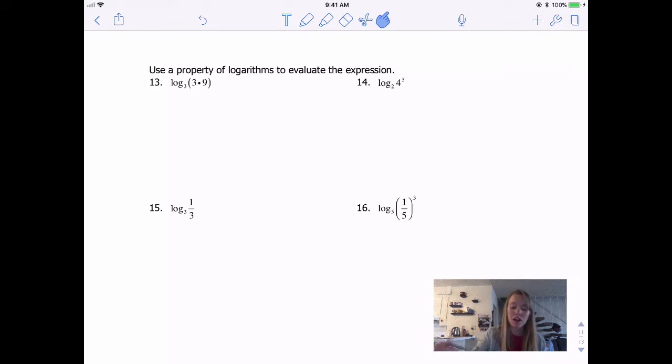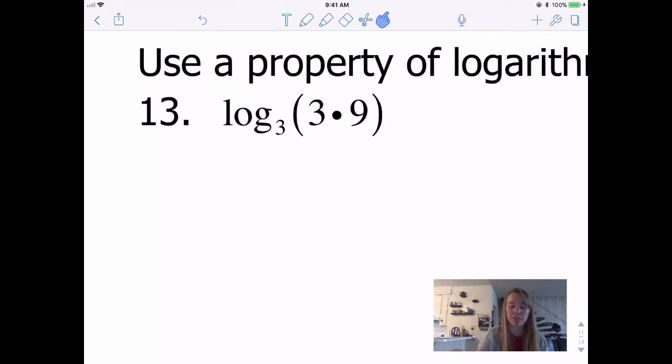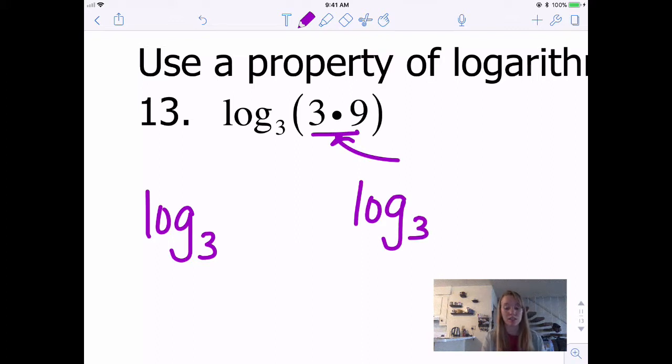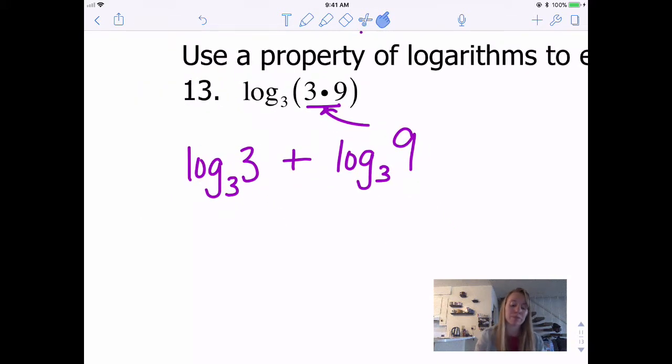The final thing they want us to do with this is to actually use these properties to evaluate. So if I look at number 13, I've got log base 3 of 3 times 9. I've got my multiplication sign, which means I'm going to be using the multiplication property. So I'll write log base 3 twice because there are 2 pieces. Log base 3 of 3, log base 3 of 9, and then I'm adding them together. The reason that we break these up is because log base 3 of 3 and log base 3 of 9 are much nicer to evaluate.